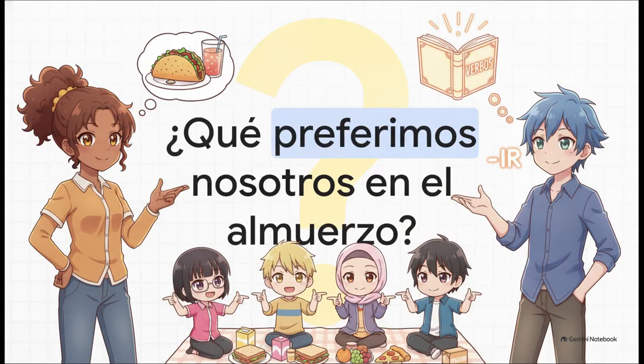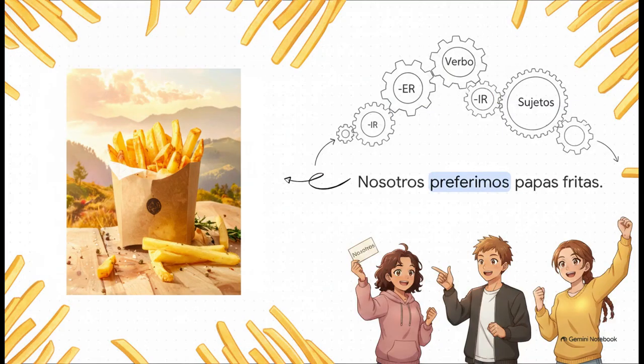Let's do one more. ¿Qué preferimos nosotros en el almuerzo? What do we prefer for lunch? I want you to think hard and recall that tricky nosotros exception we highlighted earlier, specifically for IR verbs like preferir. What was it? Yes, exactly. Nosotros preferimos papas fritas. We prefer French fries. Look at how all the pieces just fit together perfectly like a puzzle. You have the pronoun nosotros, the properly conjugated verb with that crucial I replacing the E to make preferimos, and of course the irresistible food vocabulary, papas fritas. You are building complete, accurate Spanish sentences.